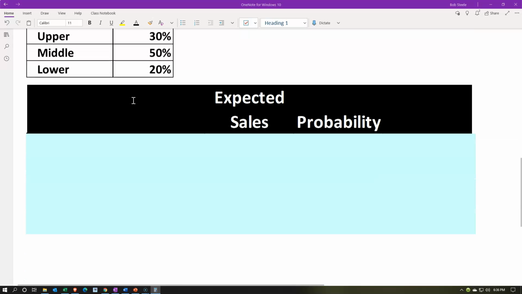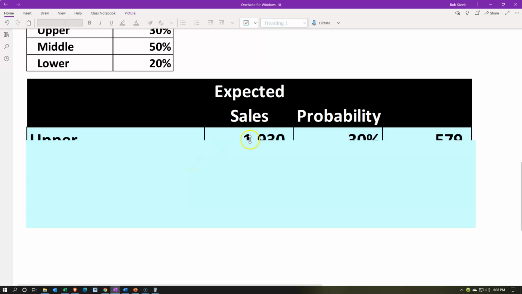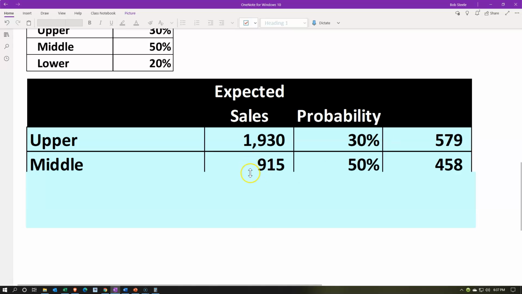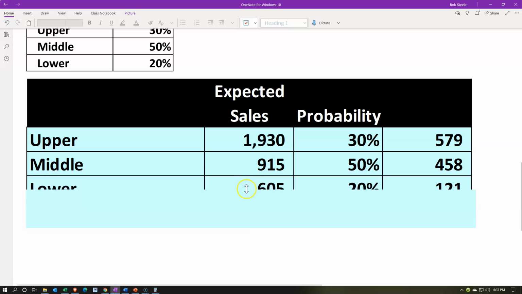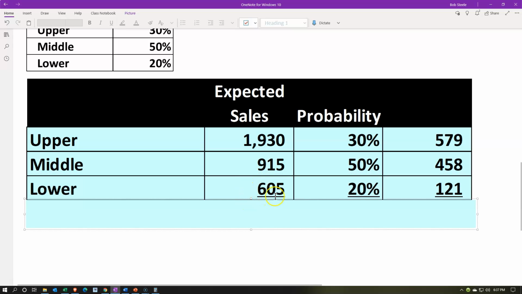So if we go down and apply this, the upper is 1,930, and we think it's 30% likely. If we multiply that out, 1,930 times 30%, we get 579. The middle, we have 915. We think it's 50% likely. So 915 times 50% gives us 458. And then the lower, 605, we think it's 20% likely. 605 times 20% gives us 121.